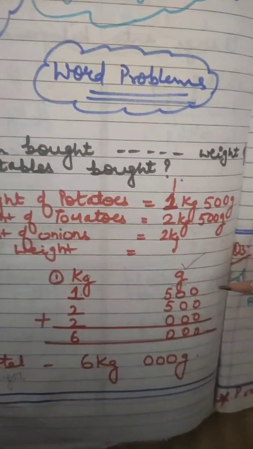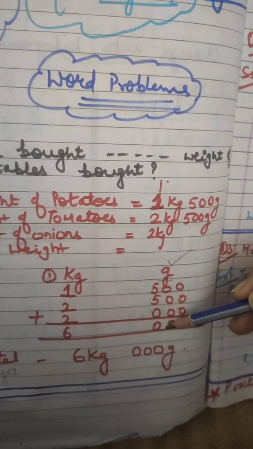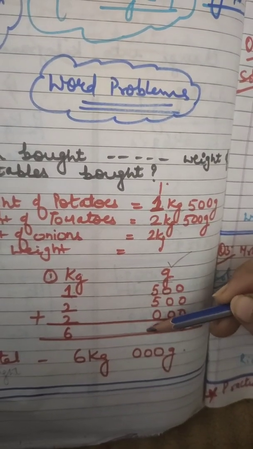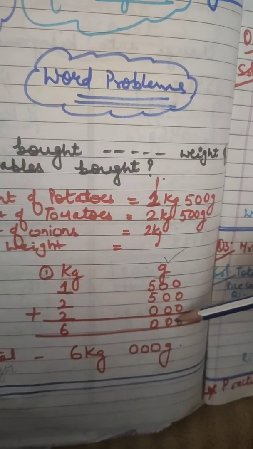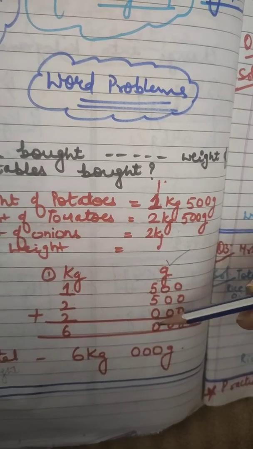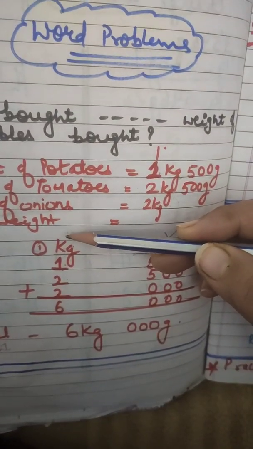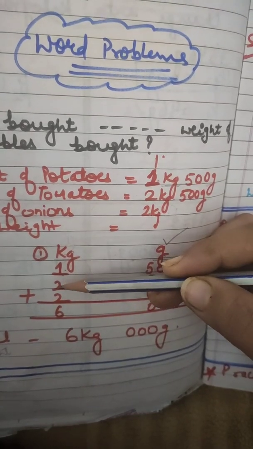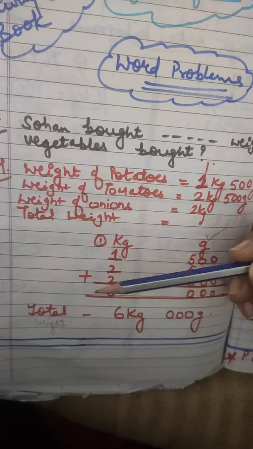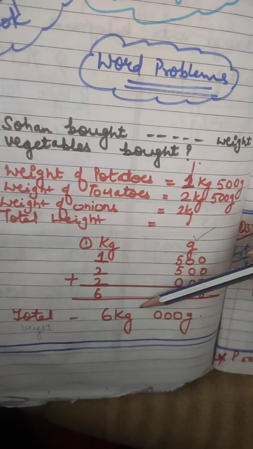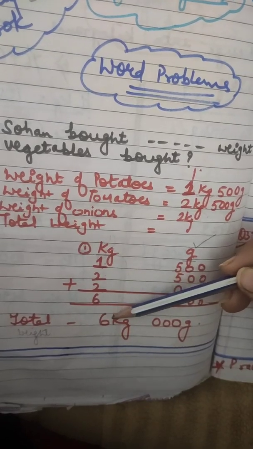Now add it. You will start adding from this side, ones, tens and hundreds. Whatever carry will be here, it will go to the kg side. Then 0 plus 0, 0, 0, 5 plus 5 is 10. Now there is one carry. So the carry comes here on kg. So add this, 2 plus 2 is 4, plus 1 is 5 and 1 is 6. So total weight is equal to 6 kg and 0 grams. So it means it is 6 kg only.